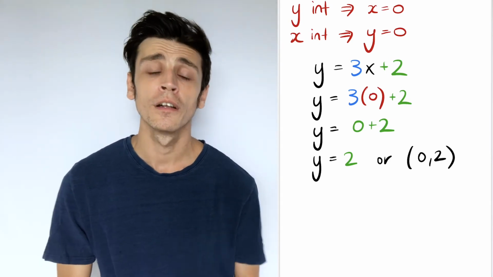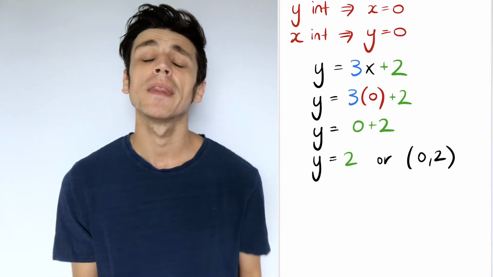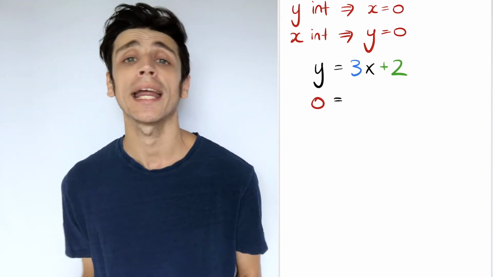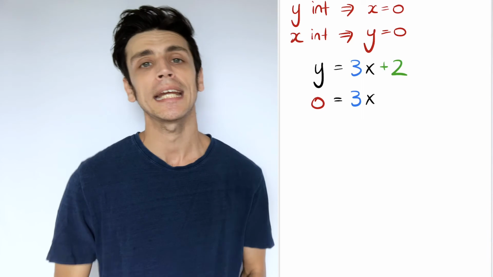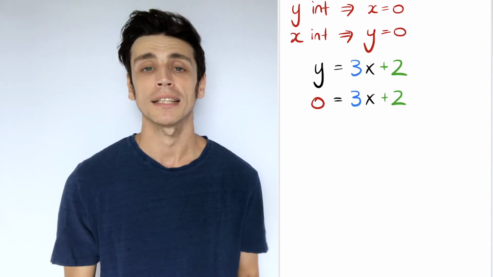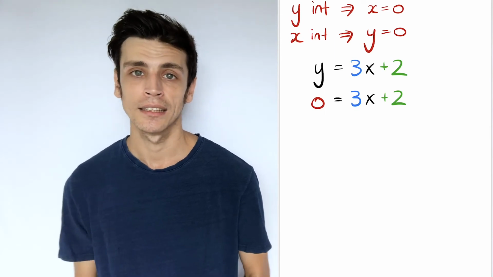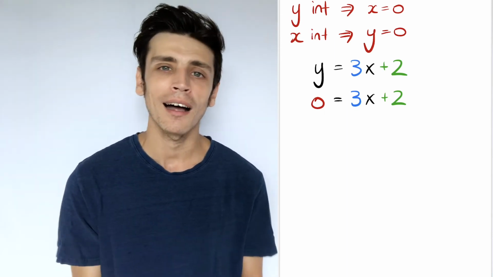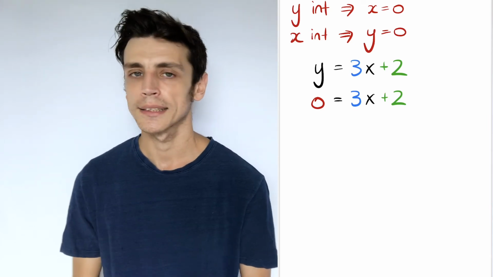Now we're going to do our x-intercept. And so it's the same process, except this time we need to set y to 0, because the x-intercept is when y equals 0. So our equation now will read as 0 equals 3x plus 2. And now what we have to do is isolate the x. So firstly, we need to get rid of this plus 2, because we can't separate the multiplication at this stage. We have to do that one last.